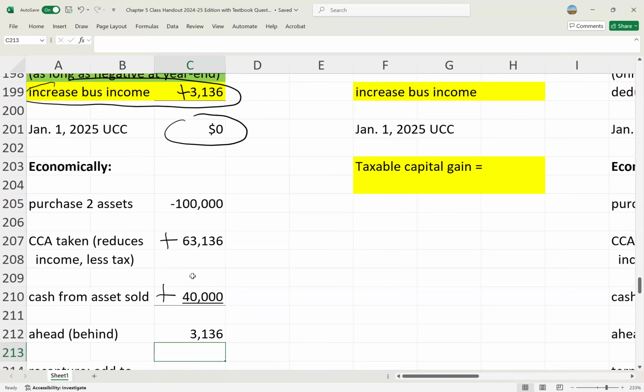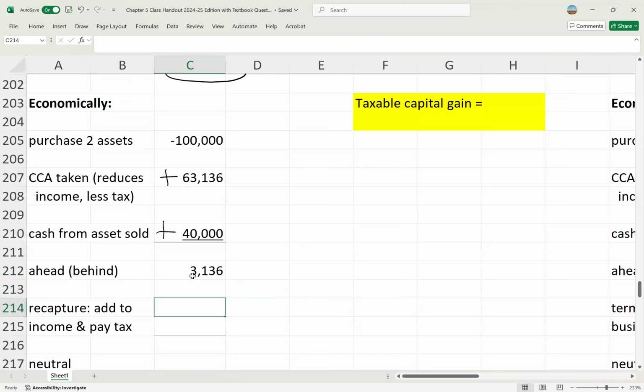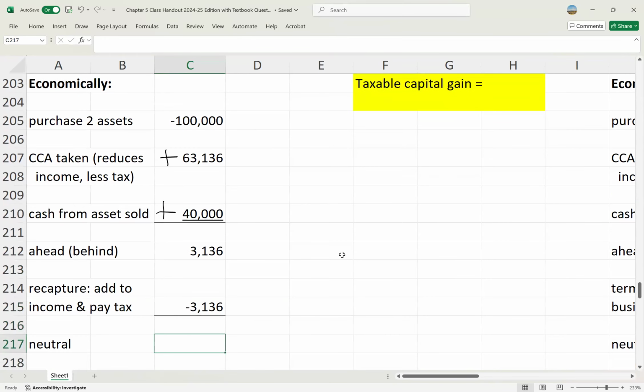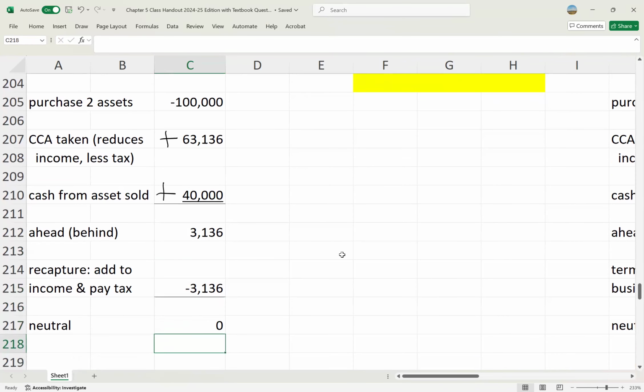So the government says, well, we don't want you to be ahead. We're going to bring you back to neutral. The way we're going to bring you back to neutral is we're going to make you add that amount to income. And when you add that amount to income, you're going to pay more tax. So economically, that's not good. And so that's just going to bring you back to a neutral position.